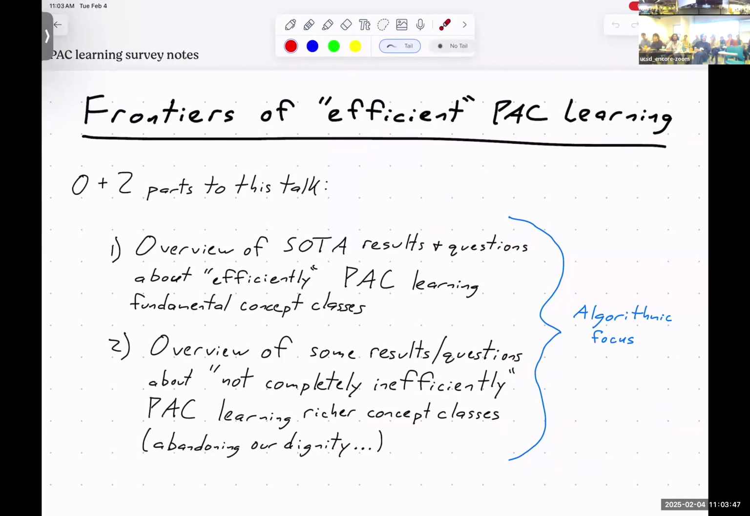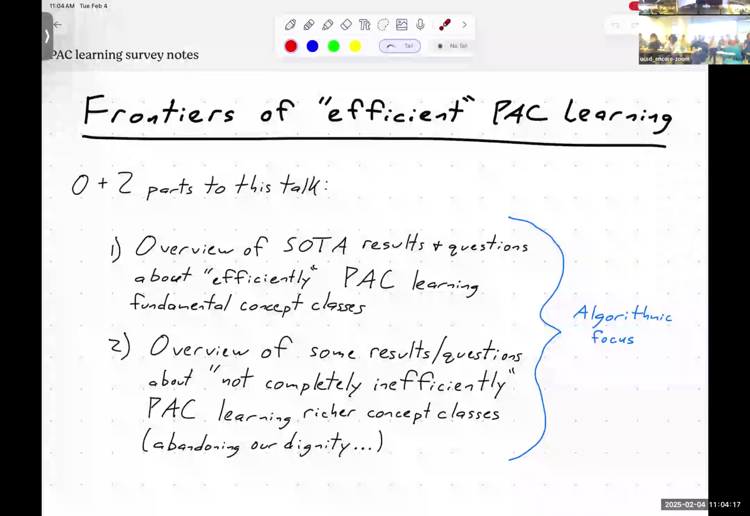My goal is to tell you about the state of the art in terms of results and open questions for efficient PAC learning, kind of fundamental bread and butter, Hall of Fame concept classes. The kinds of concept classes we often think about in fields like concrete complexity and meta complexity. So that'll be the first part of the talk. You'll notice there's also a stealth zeroth part of the talk. The second part of the talk is I'm going to be telling you about, I don't know what to say, abandoning our dignity or lowering our standards.